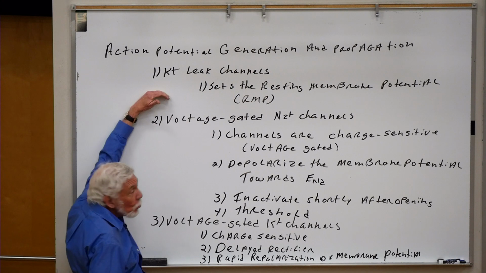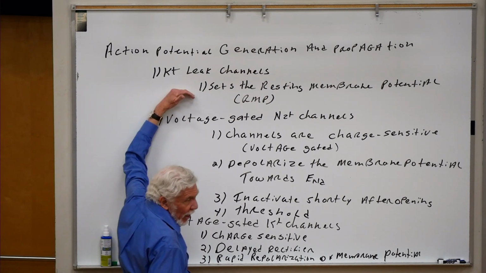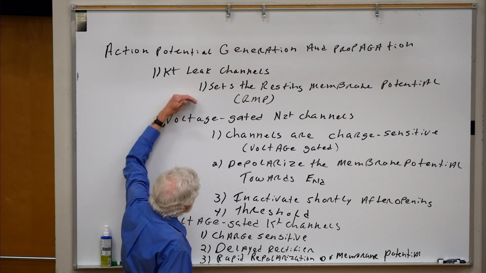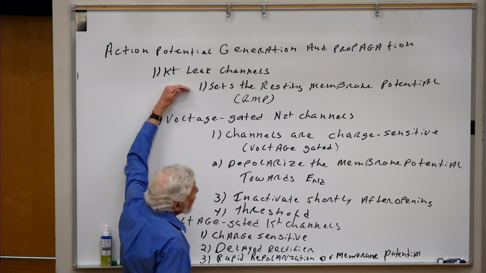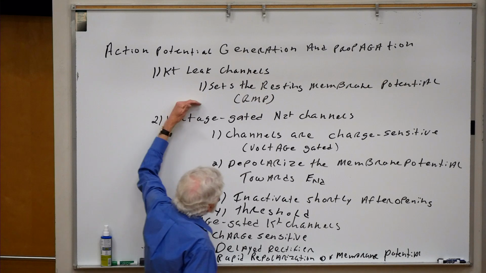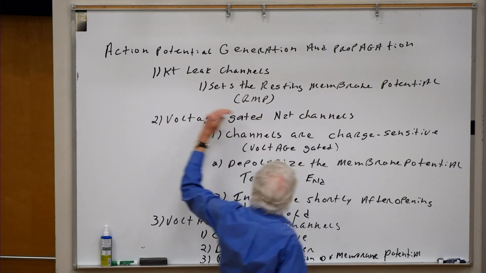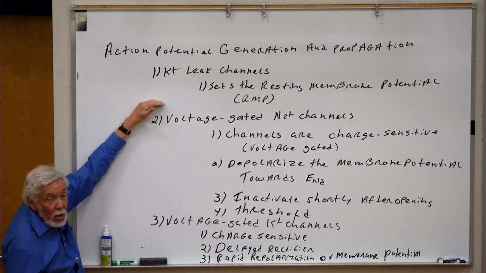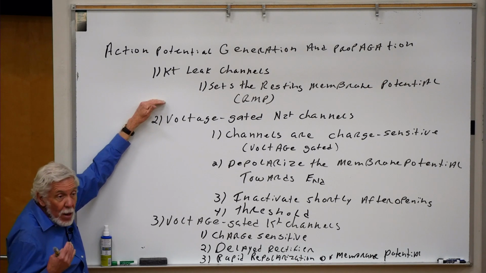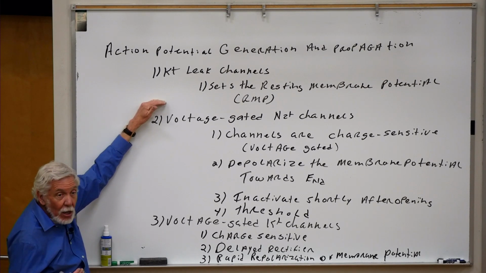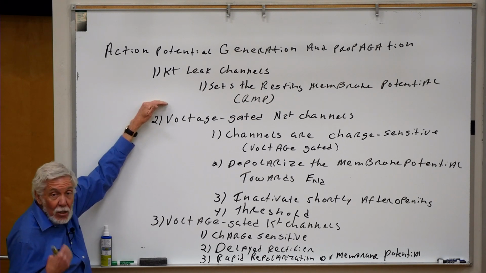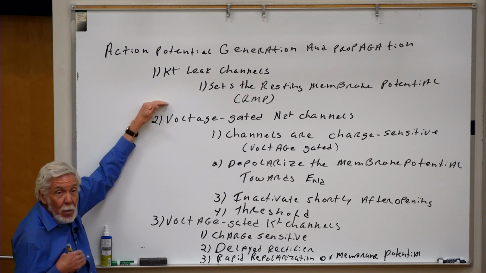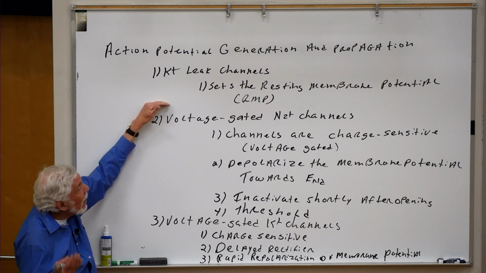The first character in the play was the potassium leak channel. The potassium leak channels are always open. They are ungated. And the potassium leak channel is the channel type that sets the resting membrane potential. We went through this in great detail last time, placing these potassium leak channels across the membrane and describing the disparity in the concentration of potassium: about 110 millimolar inside the cell and about 4 to 5 millimolar outside the cell.